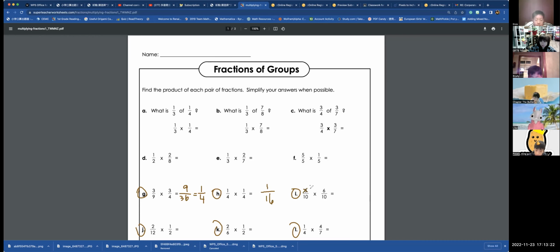I'm going to divide it by 5. Sorry, I can divide it. Divided by 5 equals 2. So 1 times 6 equals 6. 2 times 10 equals 20. And both of them are even numbers, both could be divisible by 2. So 3 over 10.